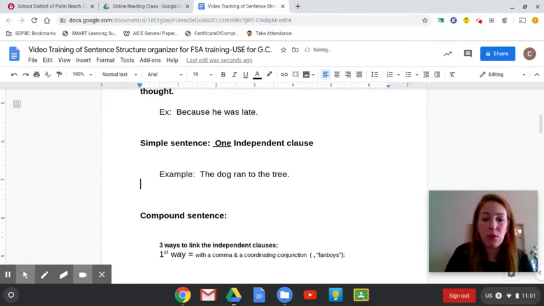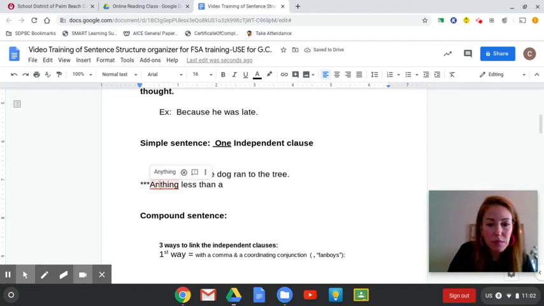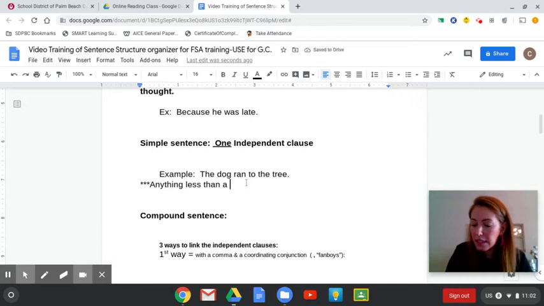Now, I want you to make a note though with a star. Anything less than a simple sentence is an incomplete sentence or a sentence fragment.